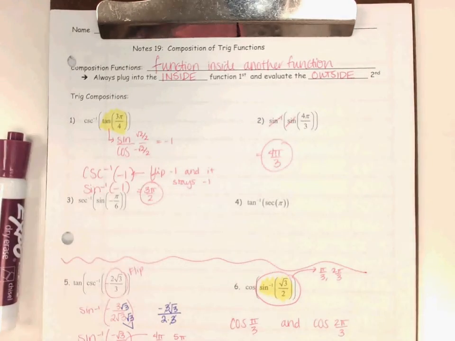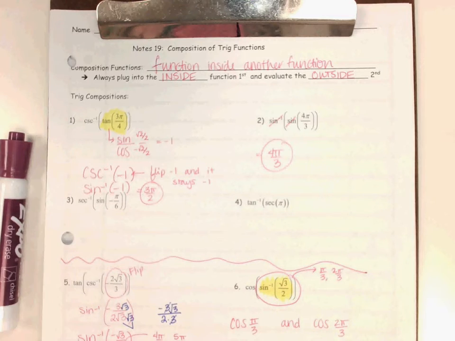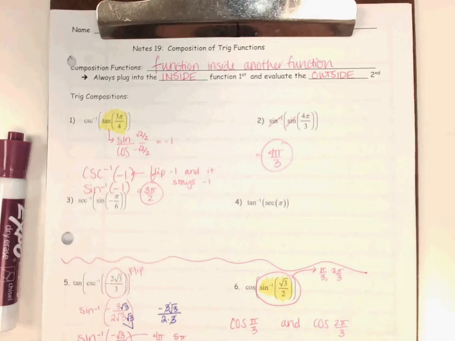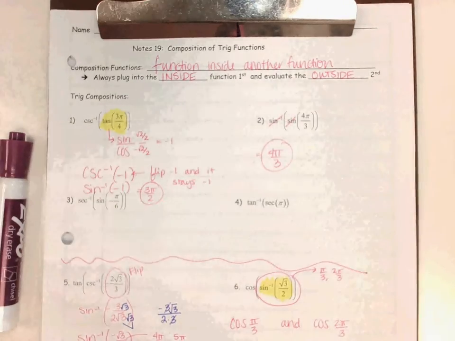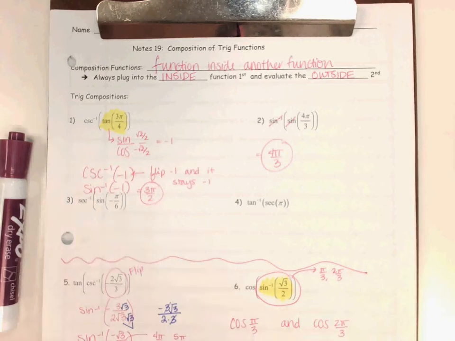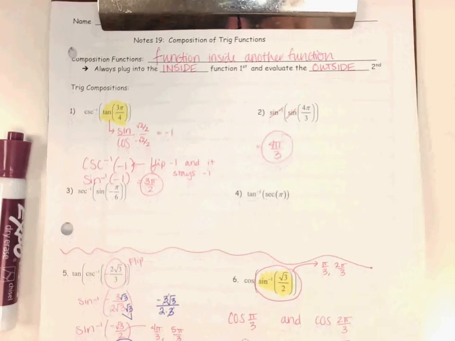Okay, only if it's the same type though. Like an inverse sine and a cosine, those don't cancel out. Okay, but if it's the same type. So does that happen on your homework anywhere? Nope, sad. Okay, let's do number 4.